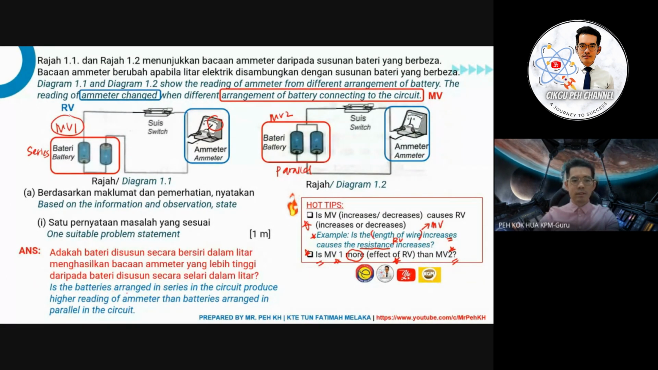Does the battery arranged in series in the circuit, this is our MV1, produce a higher reading of the ammeter, this is the effect on the RV, than the battery arranged in parallel in the circuit, this is our MV2? It must come with a question mark. No question mark will be wrong. So this is how we answer the question about the problem statement, and you will get the first mark.